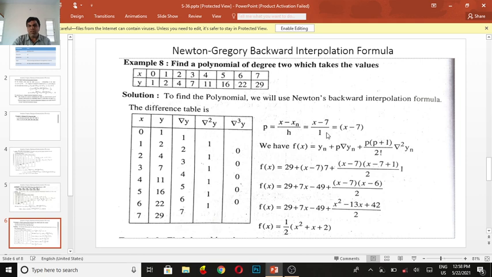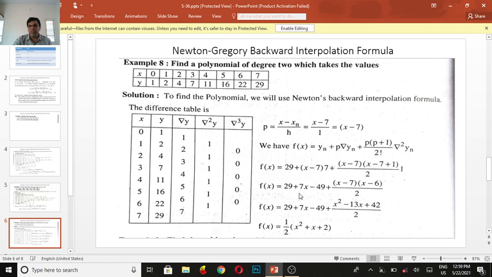Now come to the formula, Newton's backward difference formula. f of x equals yn plus p delta yn plus p into p plus 1 by 2 factorial del square yn. Since only degree 2 is given, del square yn is enough, second degree is enough. So substituting, yn should be equal to 29, plus p, which is x minus 7, into delta yn, which is 7, plus x minus 7 into x minus 7 plus 1, divided by 2 factorial, into del square yn, which is 1.